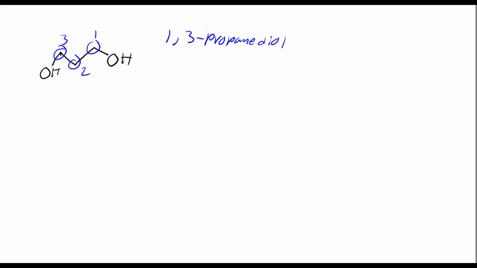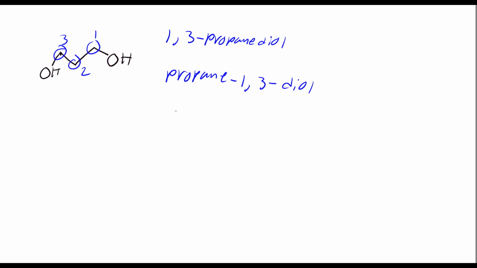We just kept the whole name, propane, and put diol as a suffix. A suffix is something that goes after a word. In this case, the suffix would be the diol, right? So we have 1,3 propane diol. We can also say propane 1,3 dash diol, right?